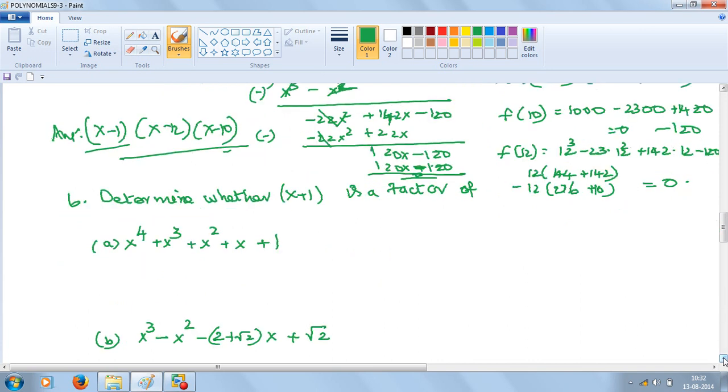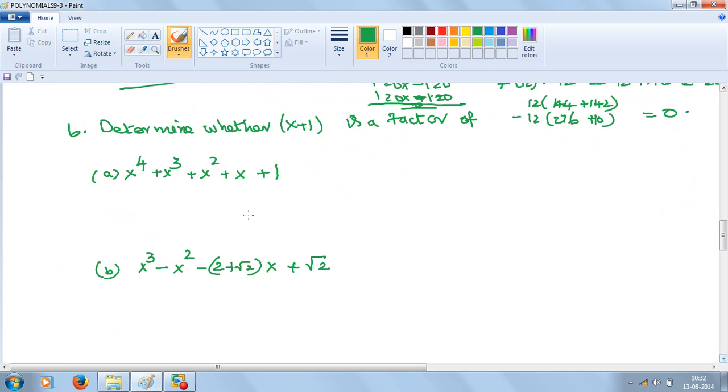So the next problem we will move to. Determine whether x plus 1 is a factor of these things. If x minus 1 is a factor... so what is f of minus 1? Function of minus 1 is equal to first minus 1 to the power 4 plus minus 1 to the power 3 plus minus 1 to the power 2 minus 1 plus 1.